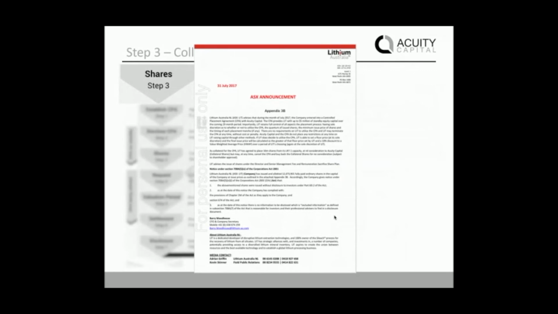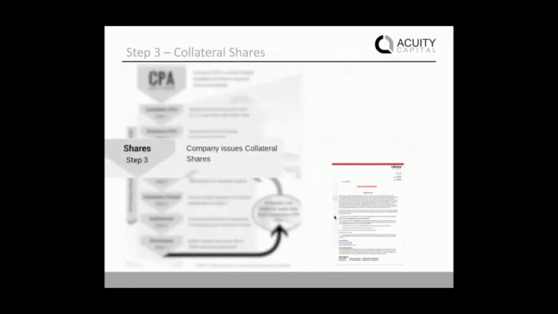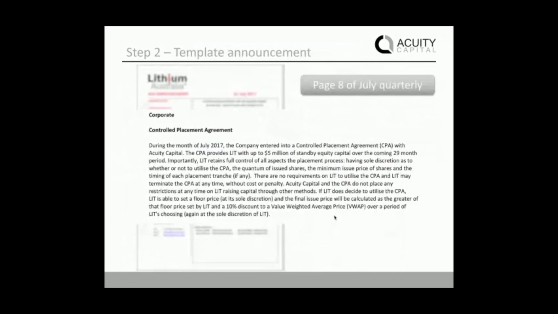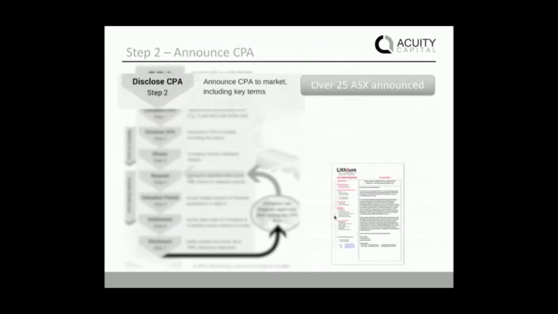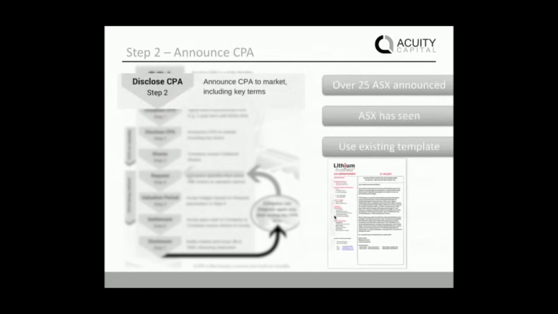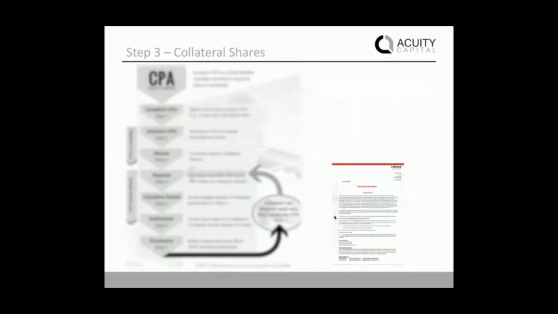If we go back here and just go back to stage one, it's literally that simple. We've got stage one, we've agreed the terms with Acuity, requested a term sheet, reviewed the standard legals, signed off, we've executed that. We've then announced that to the market with a one paragraph. And then, of course, we've got the collateral shares actually coming out there as well. And so that's really, really simple to do. And again, templates all there. ASX has seen it all before.